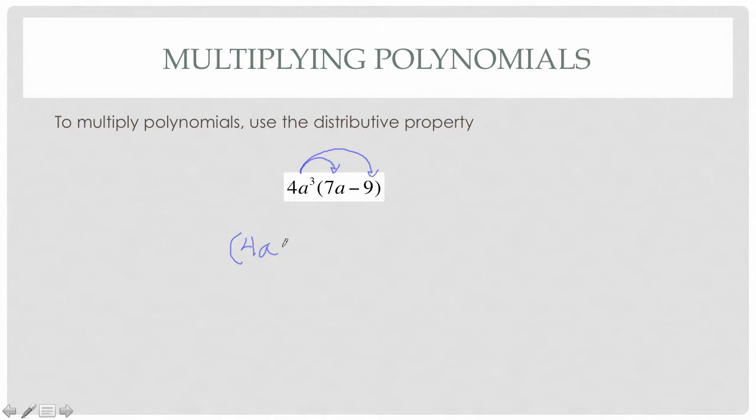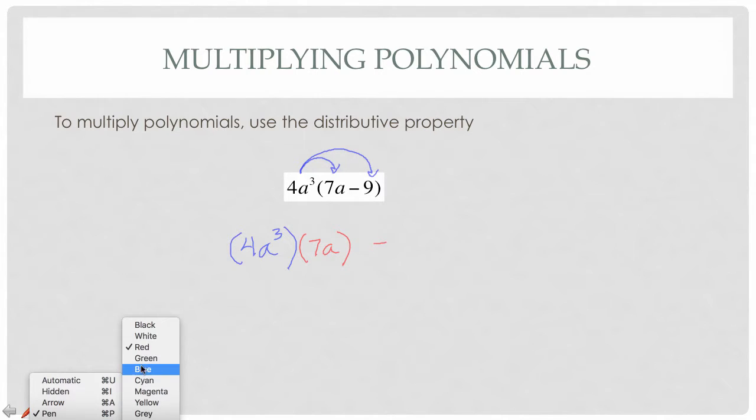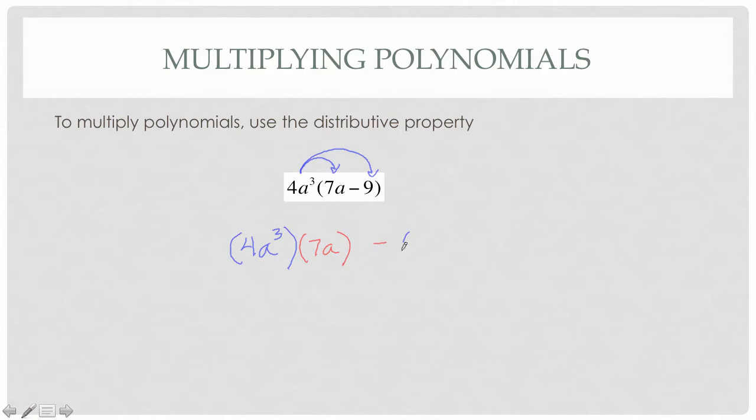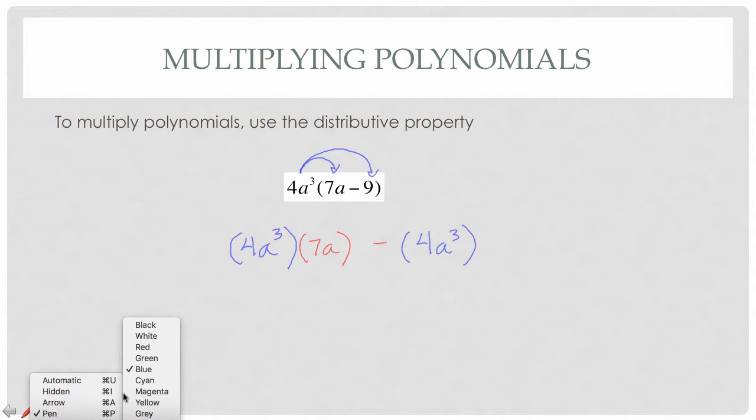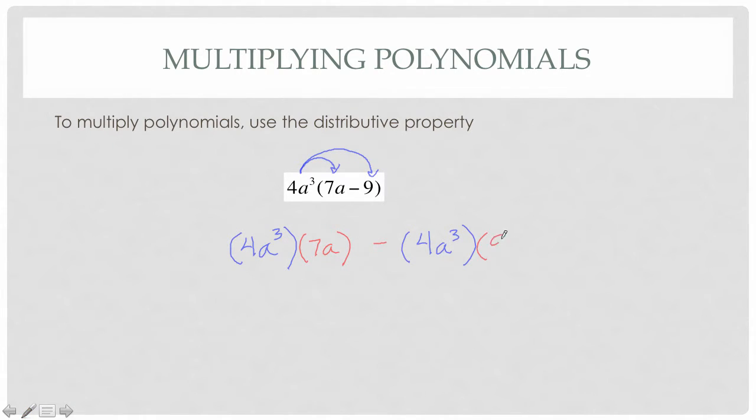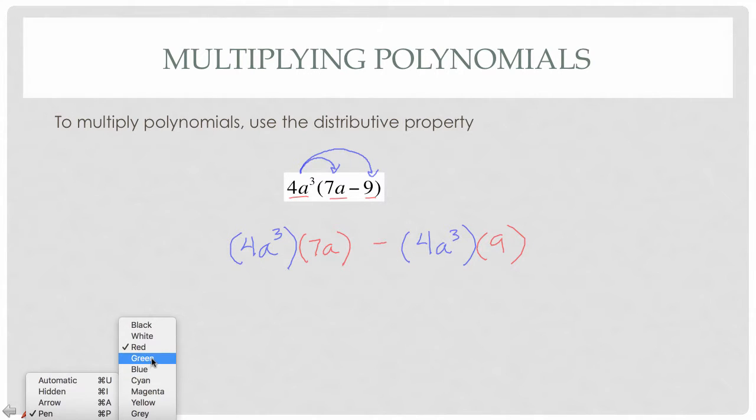I have 4 times a to the third power times the 7a, minus, and we also distribute it to the other one. We have 4a to the third times 9. See there how it got distributed to both of these two terms? Both those terms get multiplied by 4a to the third. Now it's just a matter of multiplying and using all my exponent properties correctly.